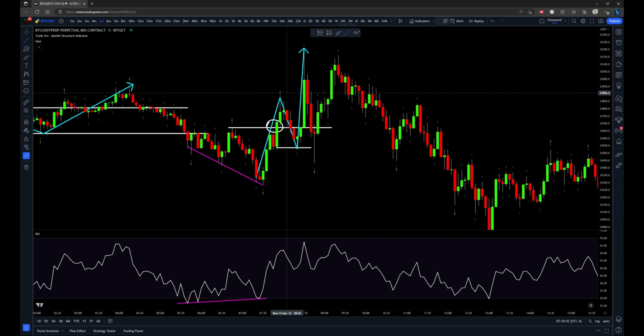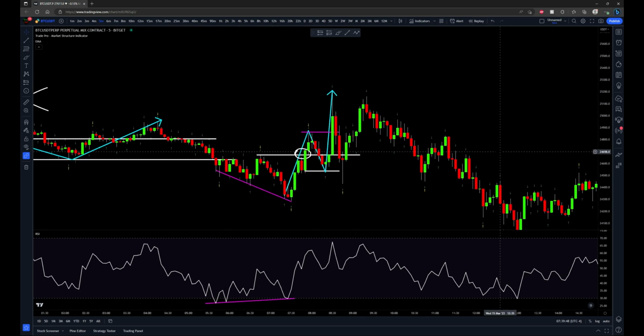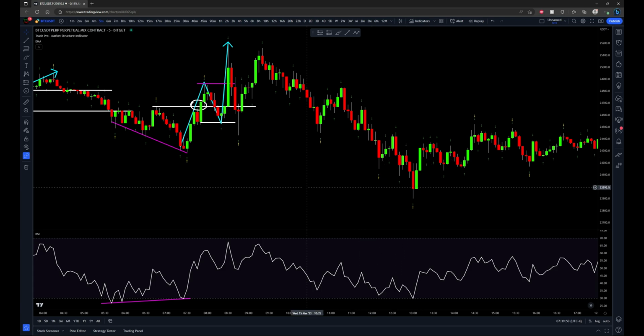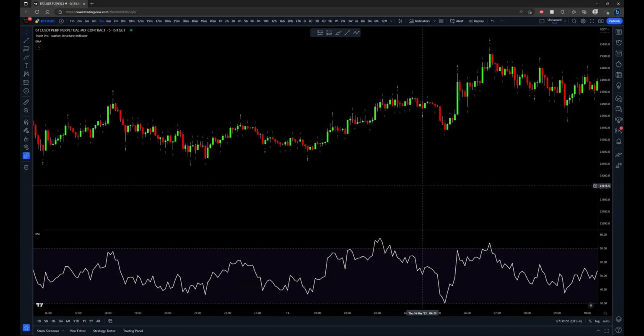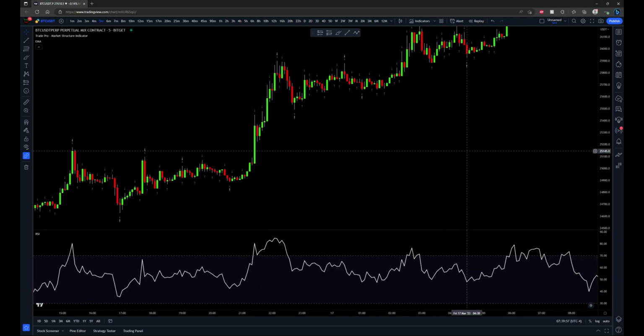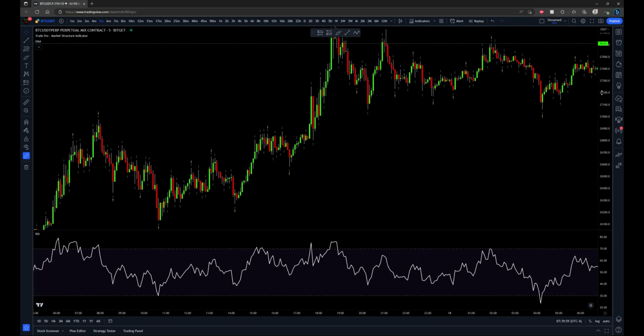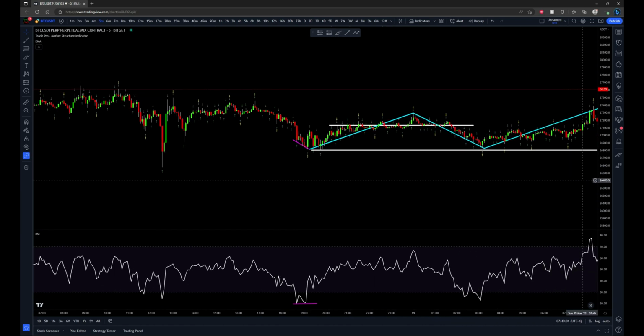Stop loss would be to break even above the highs. Profits partially taken, looking for runners. You can do what you want with the trade management aspect of things. Let's move on. Next setup.